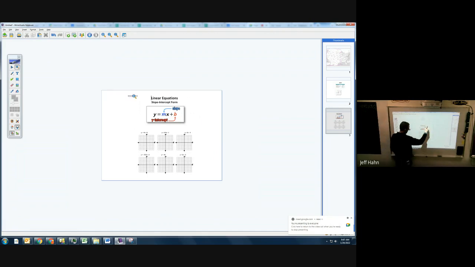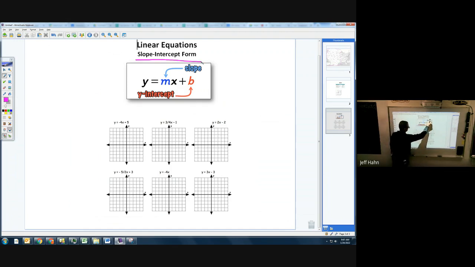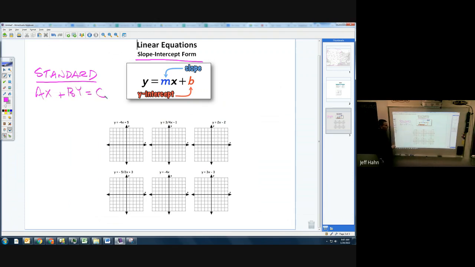As a quick review, what we're talking about today is slope-intercept form. What we've worked on before was standard form. Just to give you a reference comparison back and forth, standard form was this: AX plus BY equals C. You should have that written down. And I did give you slope-intercept form as well.